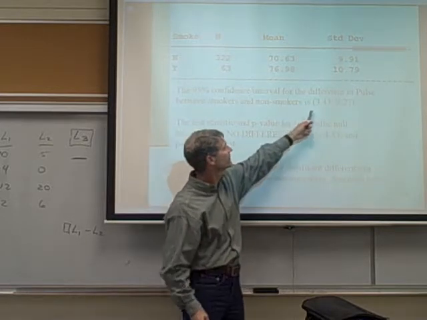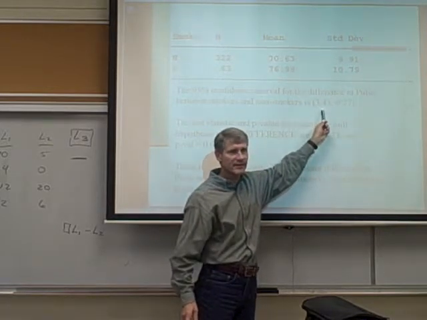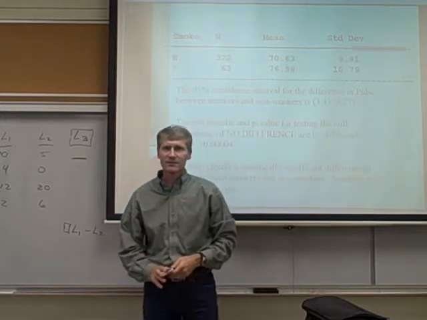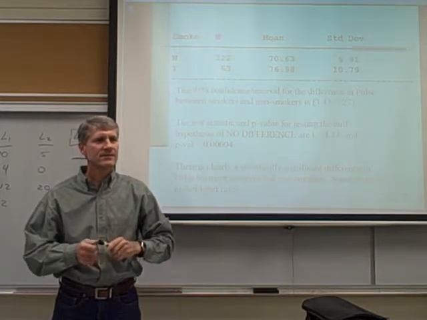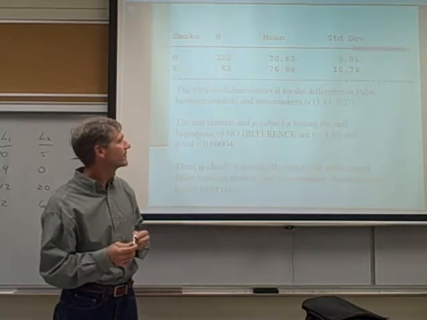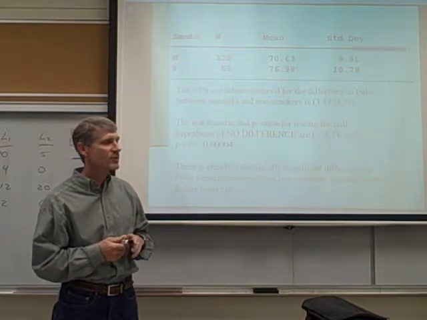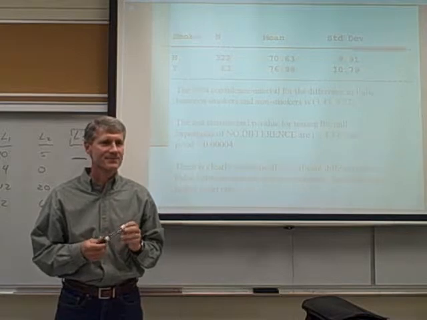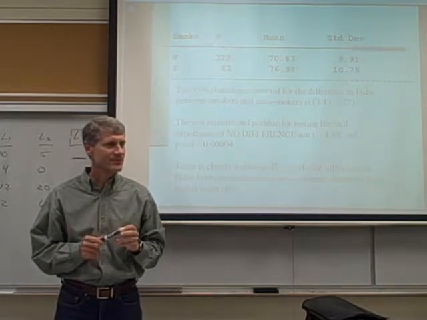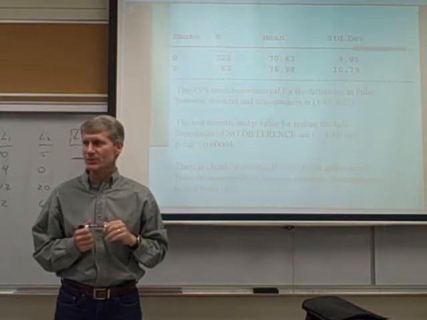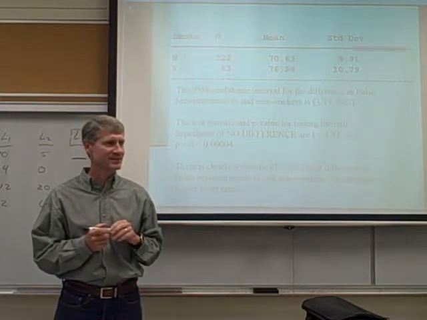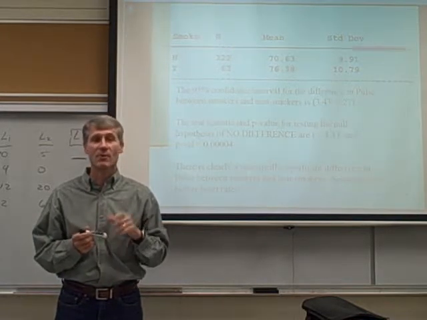Here's the confidence interval. Now, how did we get that confidence interval? The differences in the t-test. Okay. And where do we go on our calculator? Is this t-interval? Or is this 2-samp t-interval? Two samples. This is 2-samp. Why?